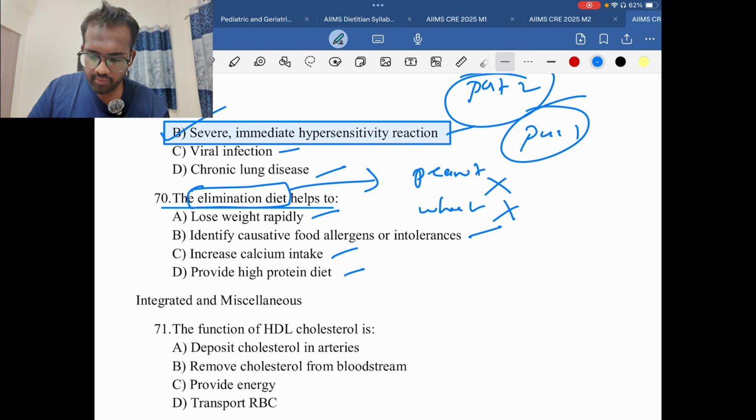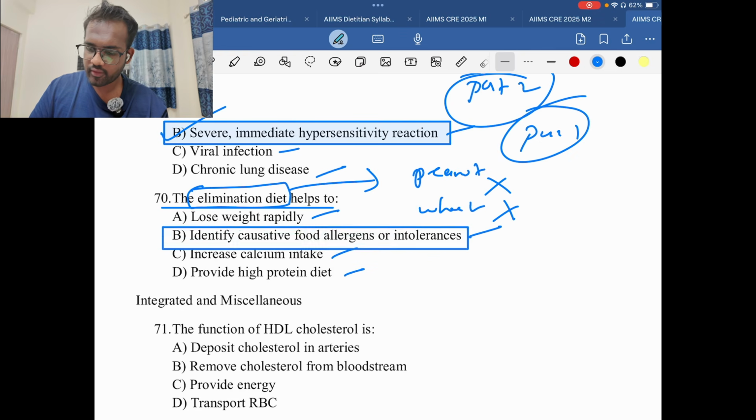That is called elimination diet. So the answer will be B: identify causative food allergens or intolerance and remove it. Once you find out this is your reaction, this is the nutrient causing the allergic reaction, then remove that. That is called elimination diet.